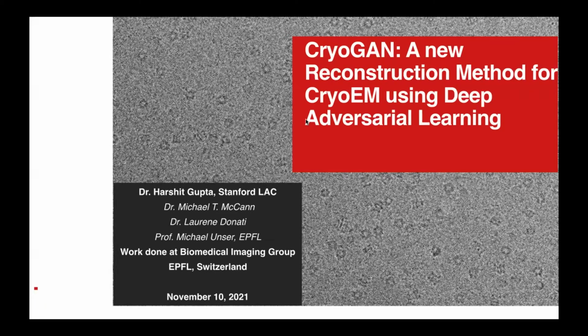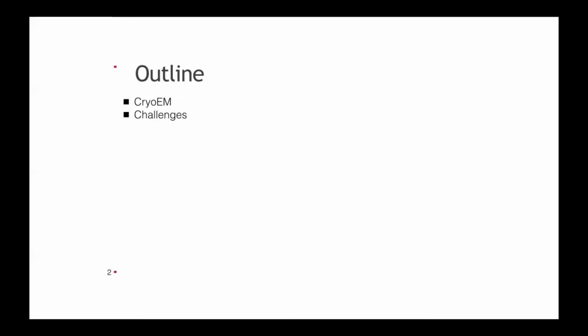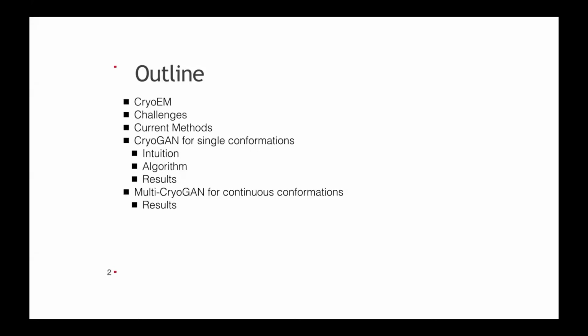Thanks, everyone. So I'll present CryoGAN, which is a new deep learning-based technique for Cryo-EM. And this work was mainly done at the Biomedical Imaging Group at EPFL under Professor Michael Unser. First, I'll discuss Cryo-EM, then the challenges that we have for Cryo-EM reconstruction, then the current methods which address those, and then our method CryoGAN, which is applicable for single conformation, its intuition, algorithm, and some results that we have, and then its extension for the much more challenging problem of continuous conformation.